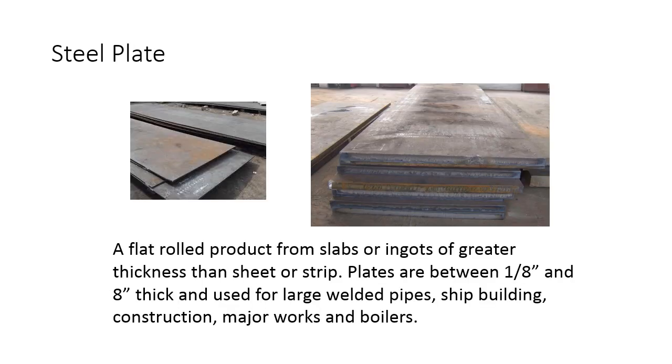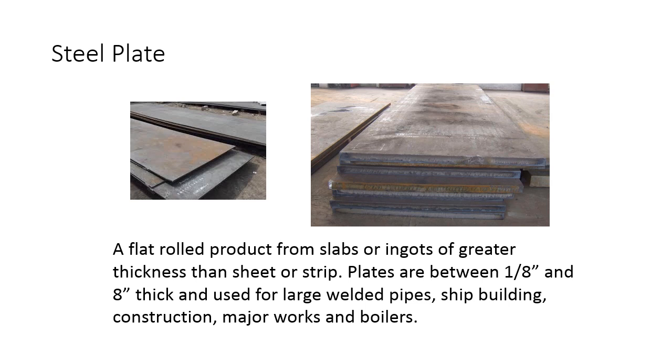Steel plate. Here's some pictures of some steel plate. Steel plate is a flat rolled product from slabs or ingots of greater thickness than sheet or strip. Plates are between an 1/8 inch and 8 inches thick and used for large welded pipes, shipbuilding, construction, major works, and boilers. So anything less than an 1/8 of an inch is considered to be sheet or strip. And if it's an 1/8 to 8 inches thick, it's considered to be plate. So steel plate is anything between an 1/8 and 8 inches thick, and it's flat like this. It's a plate.